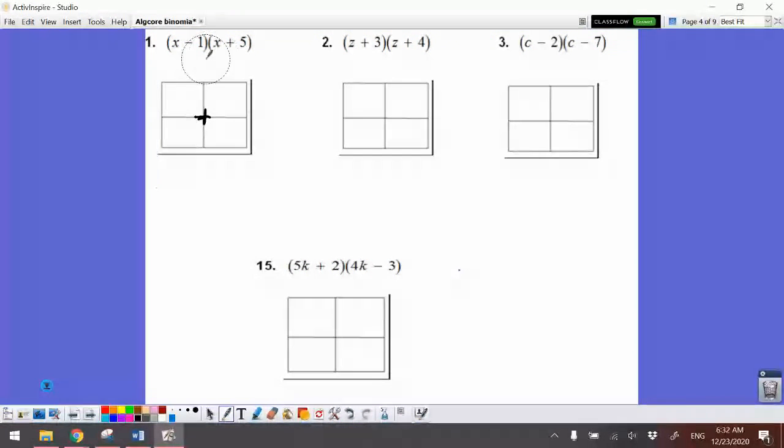And it doesn't actually matter which one I write on the left and which one I write on the top. I usually write the left one on the left side and the right one on the top side. But it actually doesn't matter. I can flip those around. I could very easily do the x plus 5, the x minus 1 that way. It doesn't matter, okay? So go ahead and get started. I'll catch up with you.